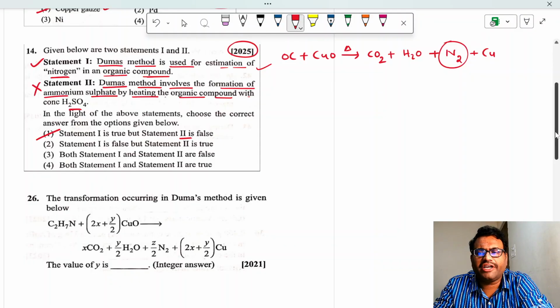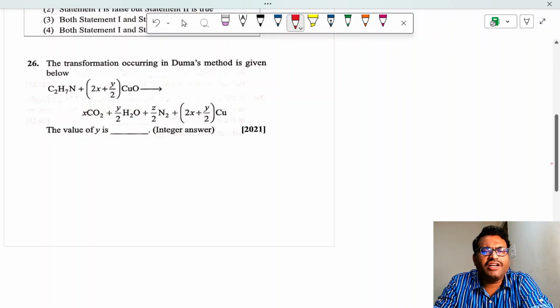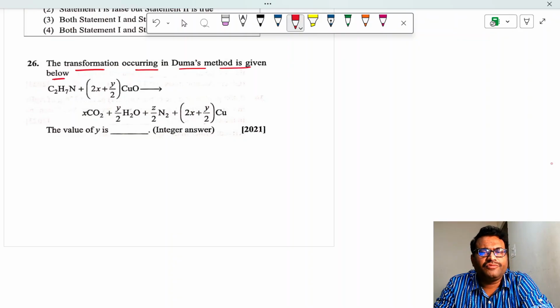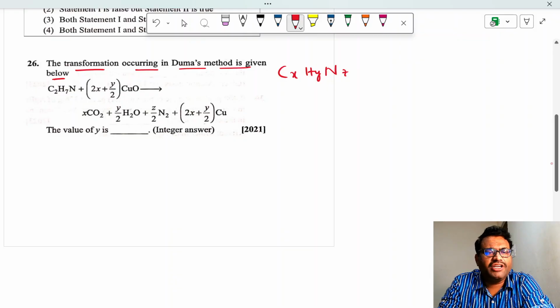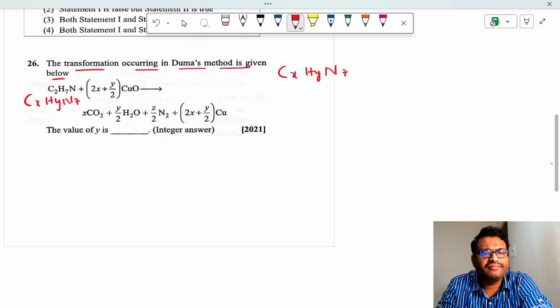Understood? Okay, next question. The transformation occurring in the Dumas method is given below: CxHyNz. Here, as the value of y is asked, what will be the value of y in H7? The answer will be 7. A very simple question.